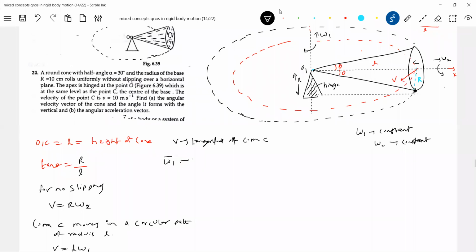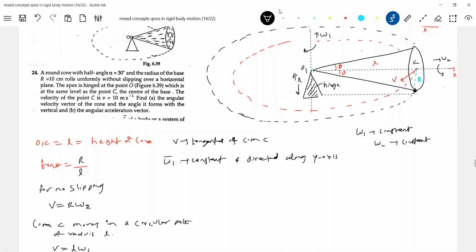Omega 1 bar is constant. I'll write it: constant and directed along the y-axis. What about omega 2? At this instant, omega 2 is along the x-axis.